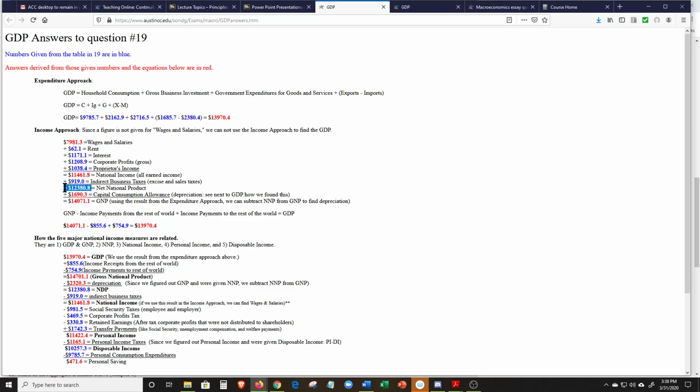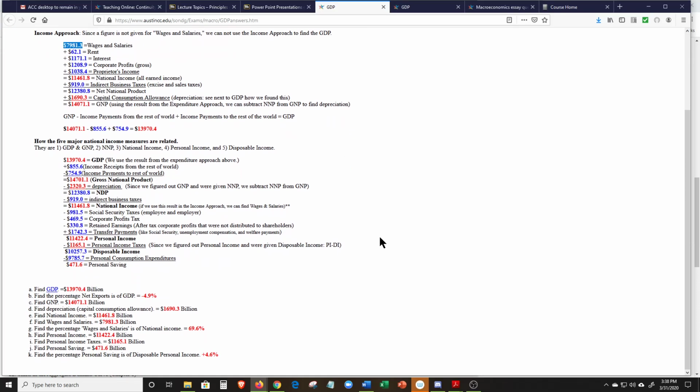Given net national product, you could subtract indirect business taxes to get national income. Then you could add together all of these: rent, interest, corporate profits, and proprietors' income, add them together and subtract it from this answer, to get wages and salaries, okay? And let's see what other things we can do. So basically, we've calculated national income. We've gotten it up here through this little calculation.